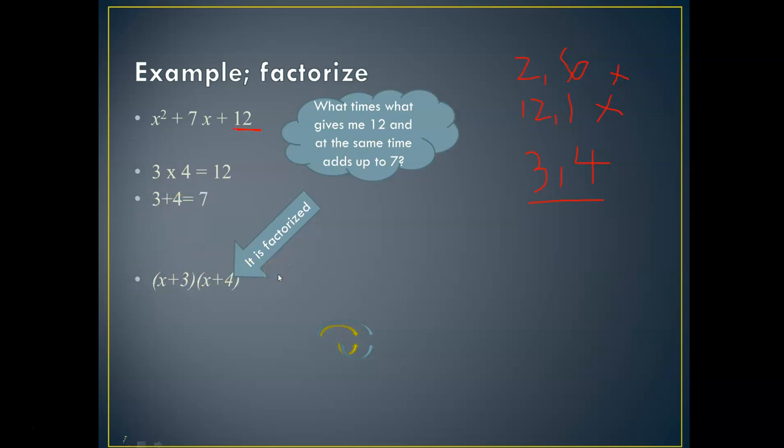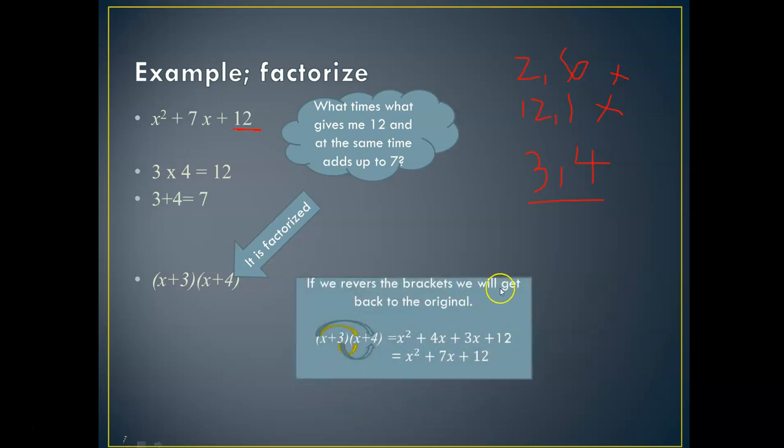And to verify that our answer is correct, let us reverse this. Alright, so if we reverse the brackets, this is what we'll get. X times x, x squared. Following the second arrow, x times 4, 4x. Then we go down here now. 3 times x, 3x. 3 times 4, 12. And when we add the like terms, 4x plus 3x, 7x, we end up back with the same. So this actually shows us that we are correct in our factorization.